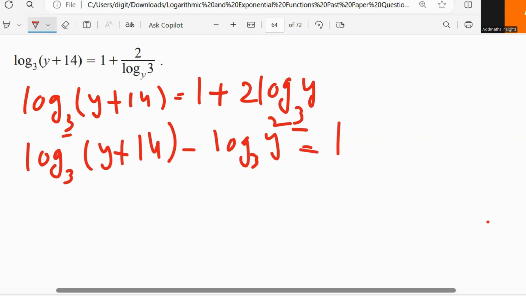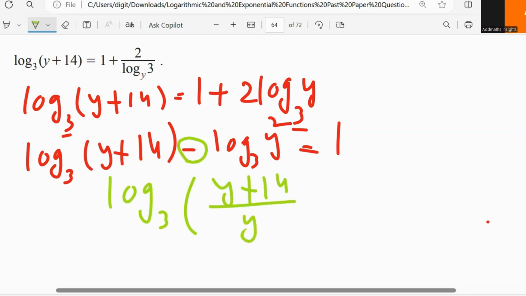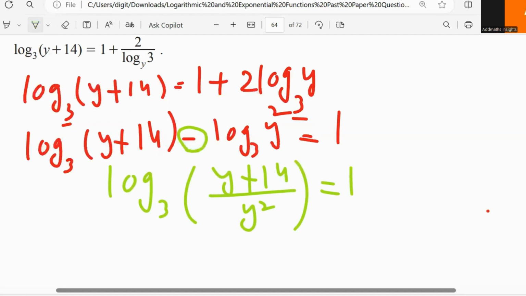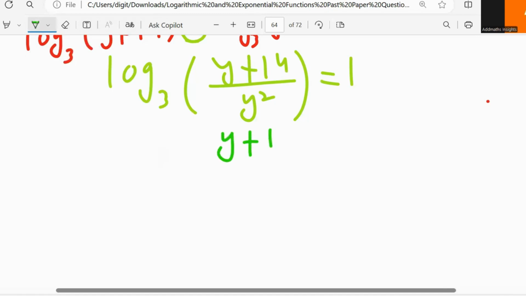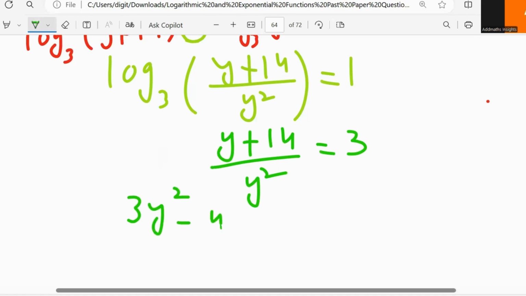Now there is a subtraction sign here. So we apply division law and can write log 3 of y plus 14 over y squared is equals to 1. Then you can express this into exponential form and can write y plus 14 over y squared is equals to 3 raised to power 1, which is 3. So when you cross multiply, you get an equation 3y squared minus y minus 14 is 0.